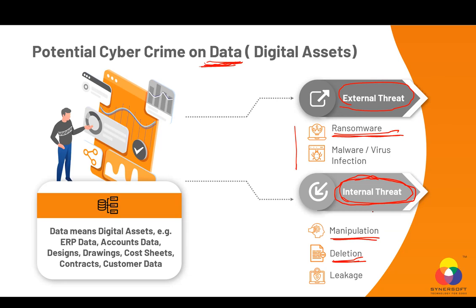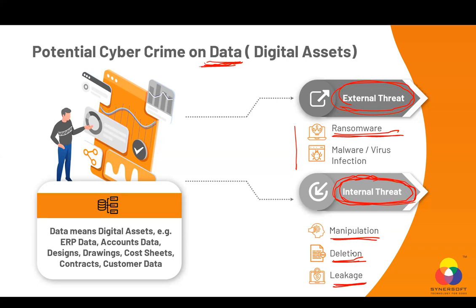So that could be a form of cybercrime possibility. Another is deletion of data. Somebody deletes the data accidentally or intentionally. If it is done intentionally, then it amounts to cybercrime. So cybercrime on data can happen in the form of manipulation and deletion. And leakage is also a third type of cybercrime possibility on data. Like for competitive purpose, a user leaks the data to a competitor, or maybe a user takes that data and misuses it for committing some further cyber fraud. So manipulation, deletion, and leakage are possible cybercrimes on data. When we talk about external threat, it is about ransomware, malware, virus infection, and when it is internal threat, it would be manipulation, deletion, and leakage.